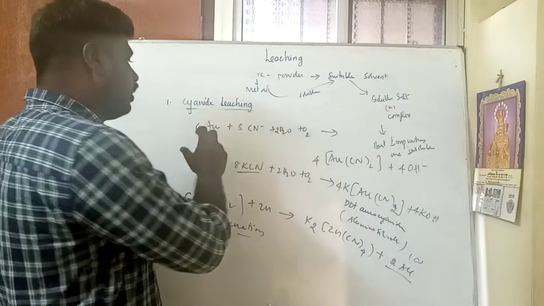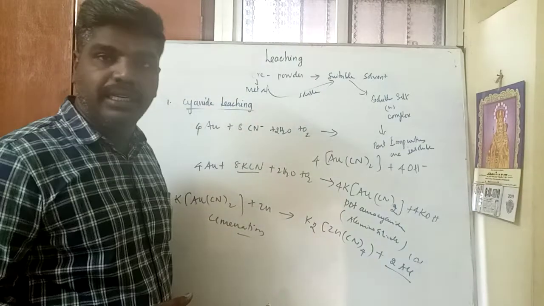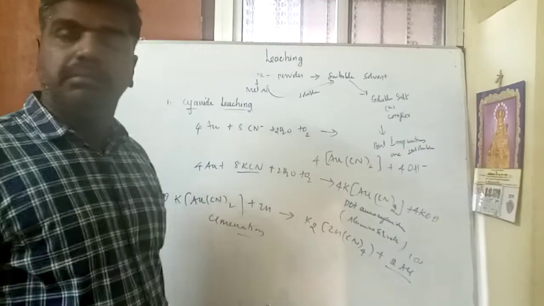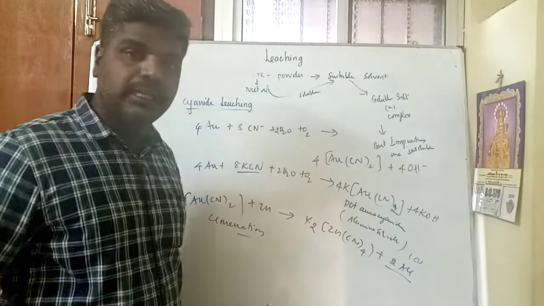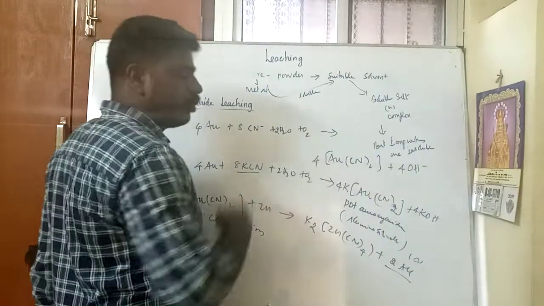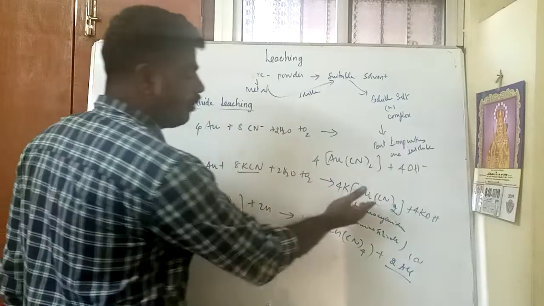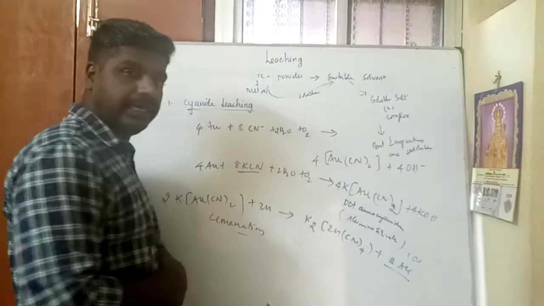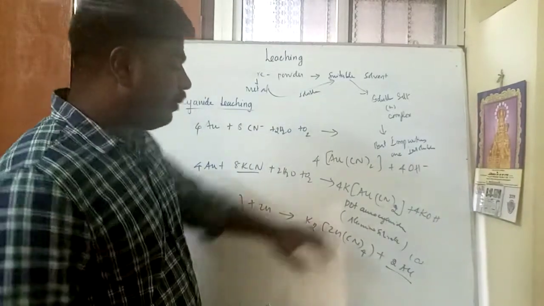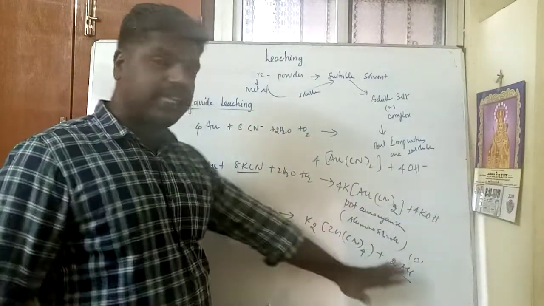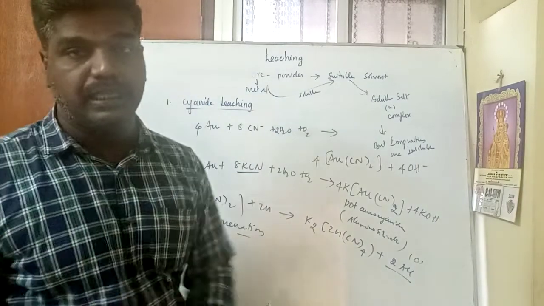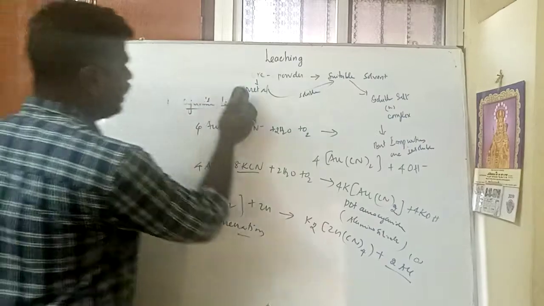The ore of gold is mixed with potassium cyanide as a solvent, with a reduced amount of water and oxygen. The gold is soluble in the suitable solvent, forming a complex like potassium cyanide complex. Impurities like aluminosilicates are insoluble. From the complex, the gold is regenerated by adding zinc dust. This process is called as what? Cementation. So cyanide leaching is over.